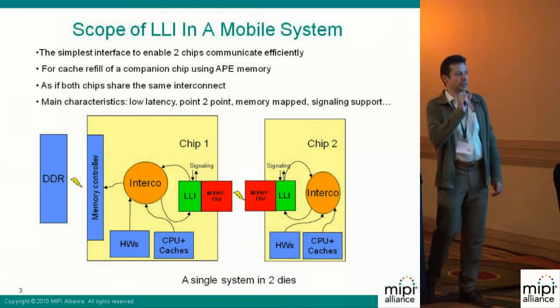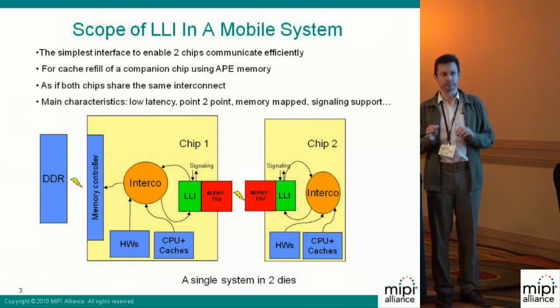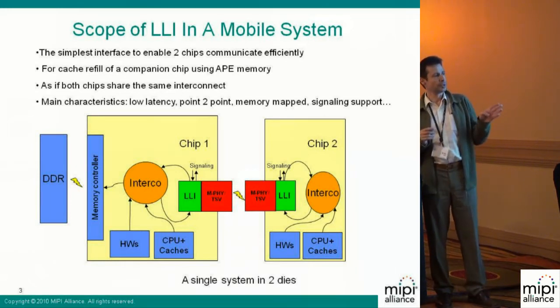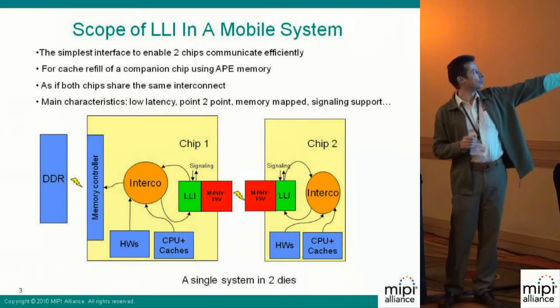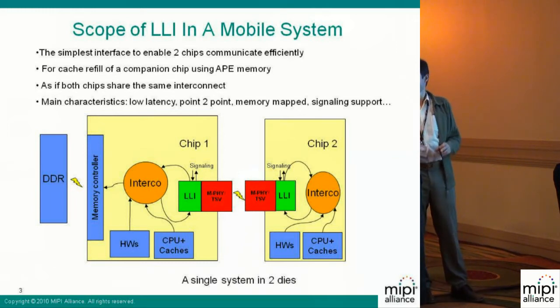So refilling the CPU cache means that we need to use memory mapped transactions here. The CPU is going to send read and write transactions to the DRAM. This means that LLI is carrying memory mapped transactions.